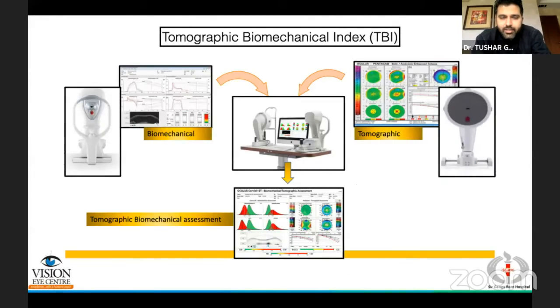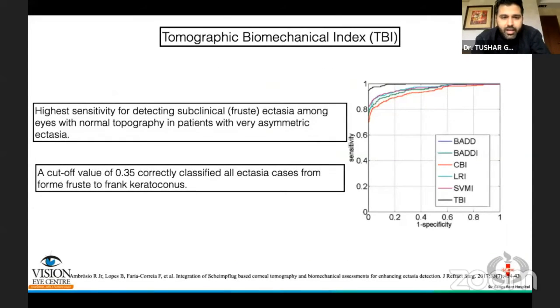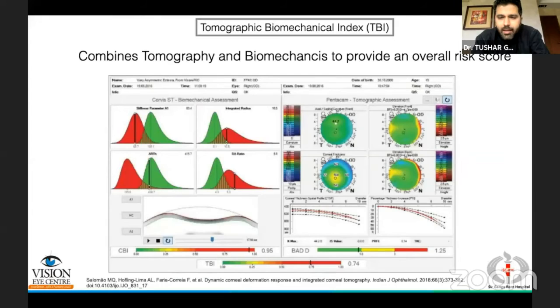So this basically, as you can see, is combining data from the Corvus and the Pentacam, and has been found to have the highest sensitivity in detecting subclinical or forme fruste keratoconus. So this is a typical map of the tomographic biomechanical index where you see the Pentacam pretty much looks okay. The BAD-D is fine, but when you look at the biomechanics and take that into account, the tomographic biomechanical index, which you see right at the bottom, is quite high. So in this case, even though the tomography is normal, you should classify this case as a subclinical keratoconus and really not intervene surgically if this patient wants refractive surgery.